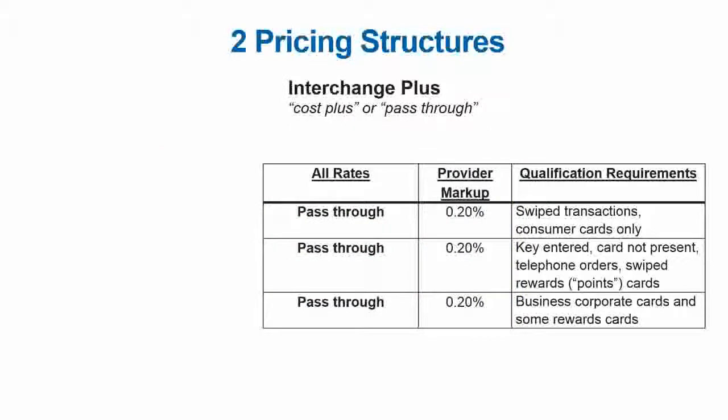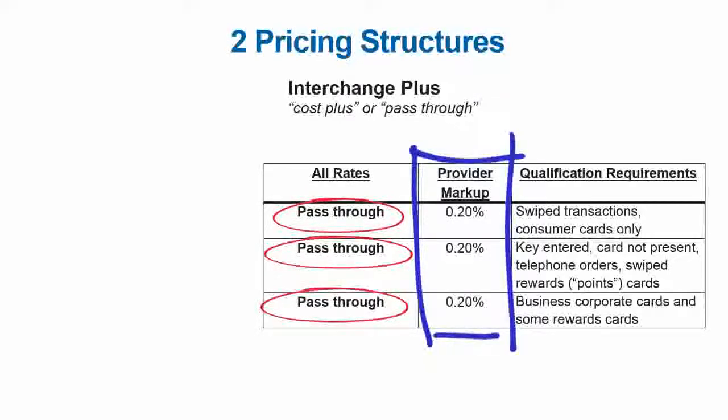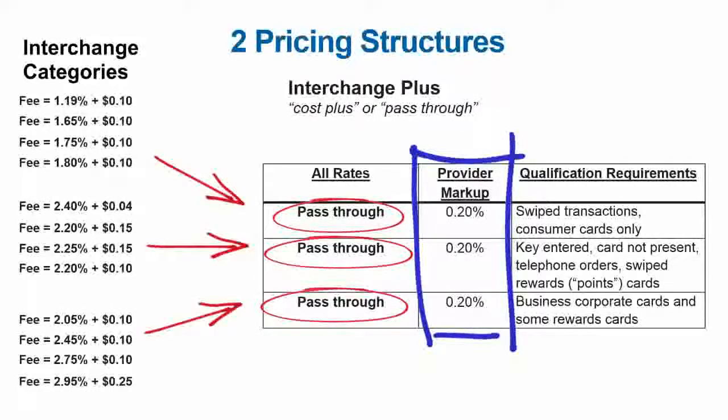Interchange Plus pricing passes the actual interchange costs through to you, and a small provider charge is charged in addition. Also referred to as provider markup, this fee varies widely based on a variety of factors and can range from 5 basis points up to 1.5% or even higher.